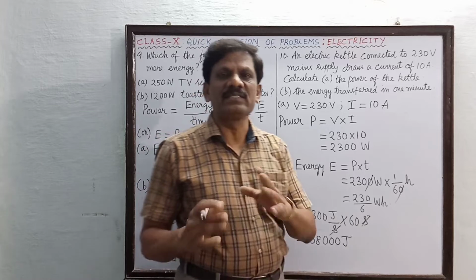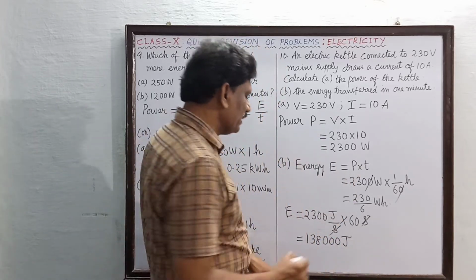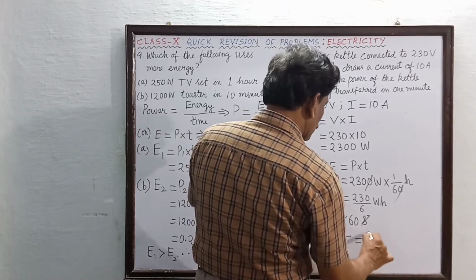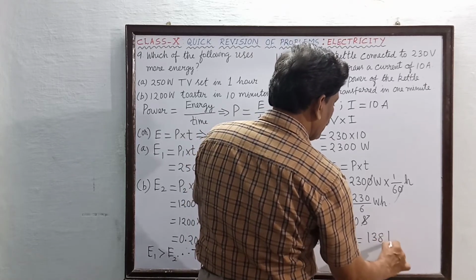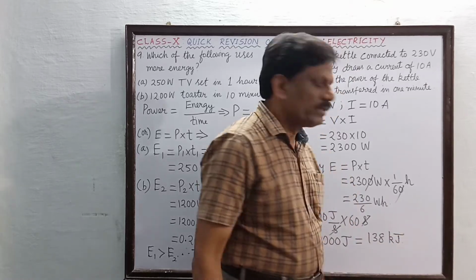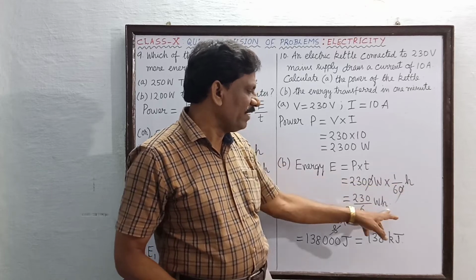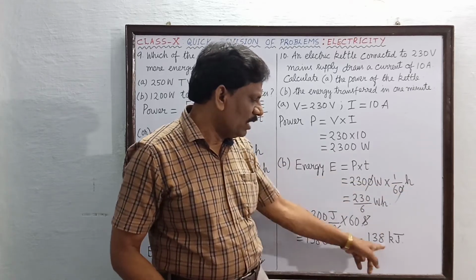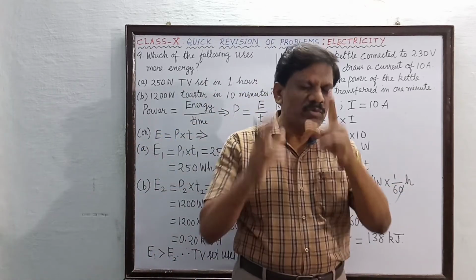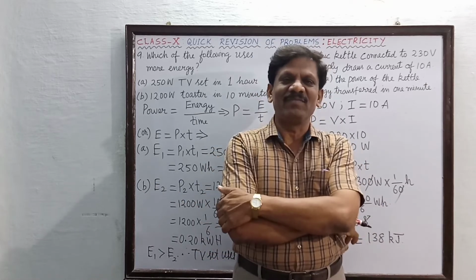Now if you want to express it in kilojoule, you have to divide this by 1000. So this can also be written as 138 kilojoule. In the multiple choice question, sometimes they may ask either in watt hour or in joule or in kilojoule. So you have to be very cautious about the units. I hope you must have understood these two problems. Fine.